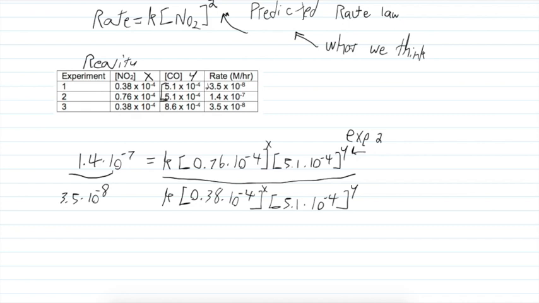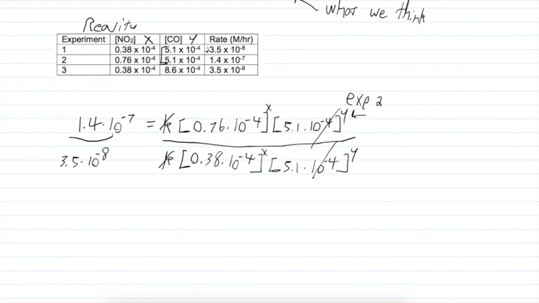Now the K's are the same, so we can cancel those out. Anything divided by itself is 1. Here, the concentrations are the same for CO, so we can cancel these out, leaving us the reaction rate and the concentrations for NO2.